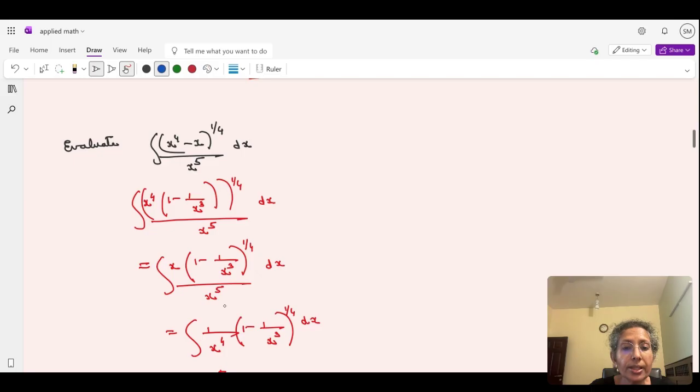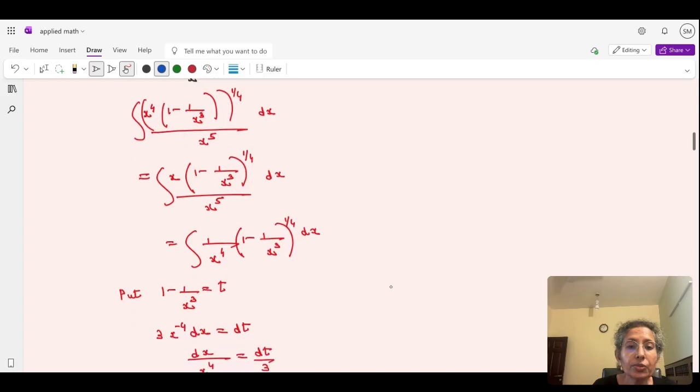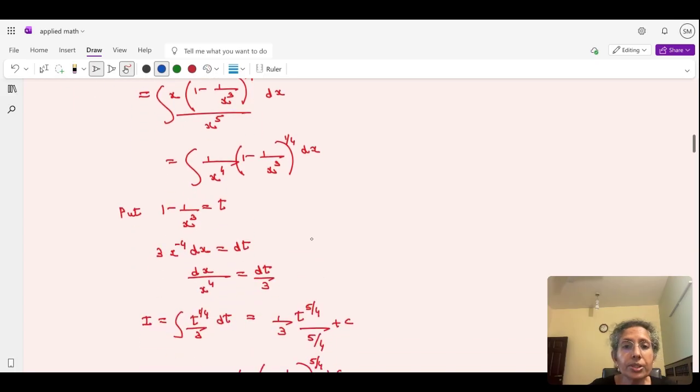And what is x by x raised to 5? It's 1 by x raised to 4. So it's 1 by x raised to 4, 1 minus 1 by x cubed raised to 1 by 4 dx. Now put 1 minus 1 by x cubed as t. So what is derivative of this? Minus 3 x raised to minus 4. And the minus goes. So 3x raised to minus 4 dx is dt. So dx by x raised to 4 becomes dt by 3.